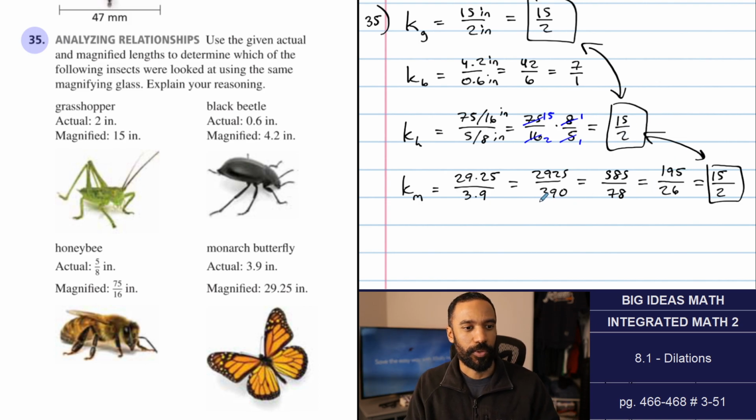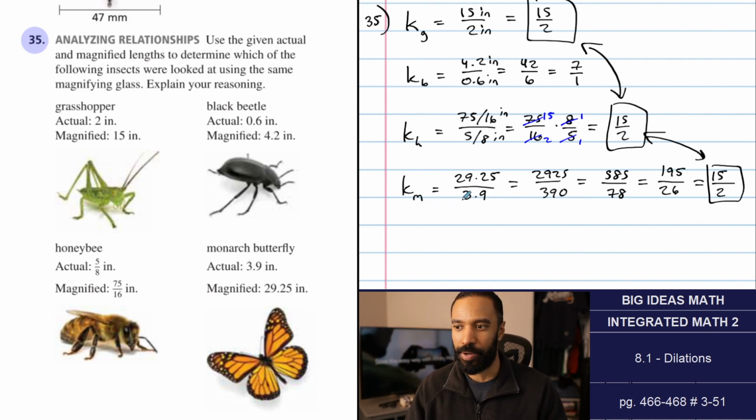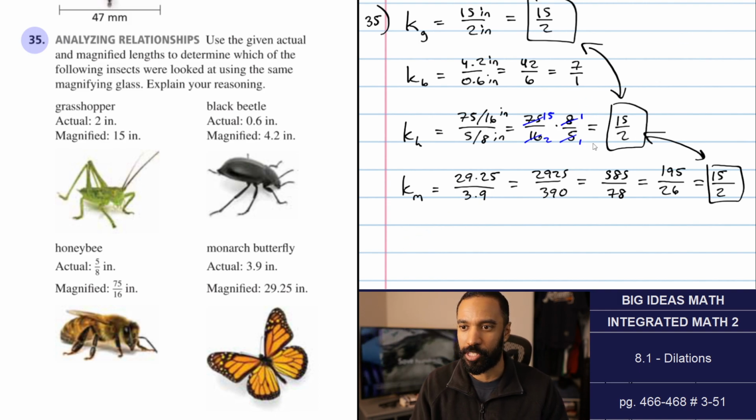Which of the following insects were looked at using the same magnifying glass? Explain your reasoning. All but the black beetle. So the grasshopper, I'm going to type this.